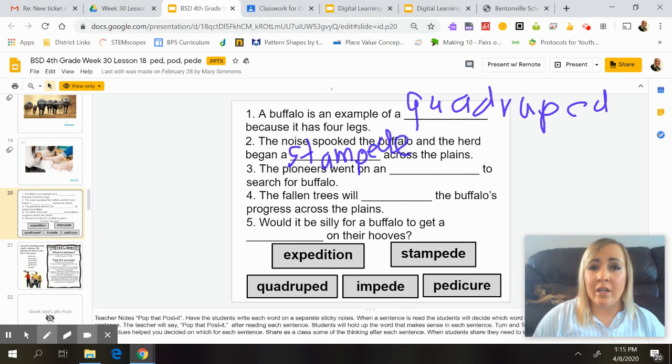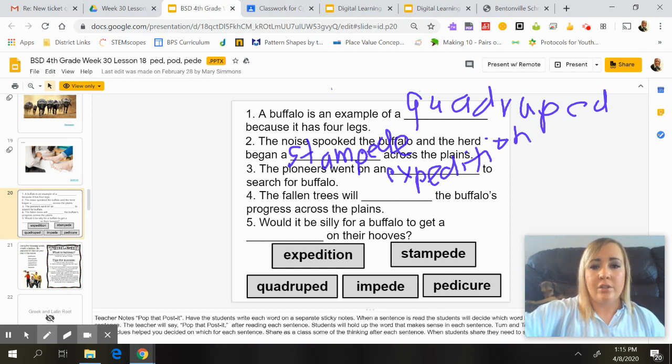The pioneers went on a blank to search for buffalo. So remember when they were going outside to look for things, that was called an expedition. Fallen trees will blank the buffalo's progress across the plains. So remember, we're thinking about something that's going to get in the way of them completing something else. So that's when we talked about the word impede. The tree is impeding the buffalo's journey.